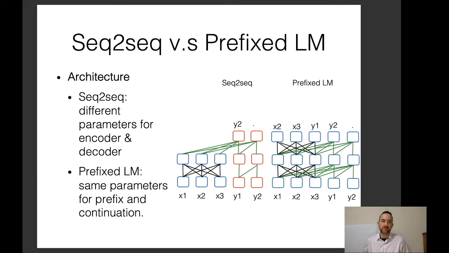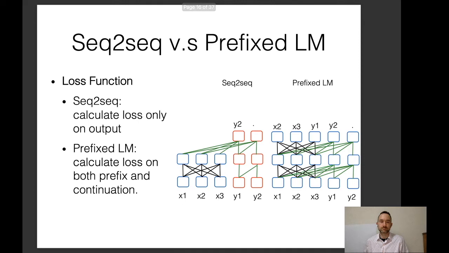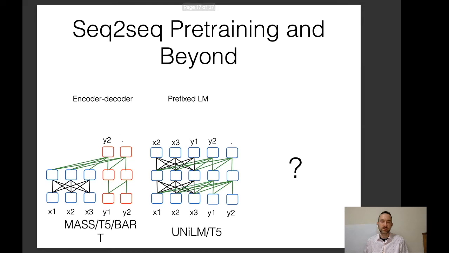As I mentioned before, there are some differences between these two. Seq-to-seq has different parameters for the encoder-decoder, and the prefixed LM has the same parameters for the prefix and the continuation. Also, the way the encoder state is passed on to the decoder state in seq-to-seq models is usually that the last encoder state is used, as opposed to passing it through each layer. That's another difference as well. For the loss function, seq-to-seq calculates the loss only on the output, whereas the prefix LM can calculate the loss on both the prefix and the continuation. So these are two similar methods that both attempt to take in an input and calculate an output.